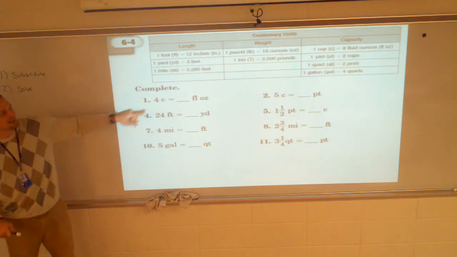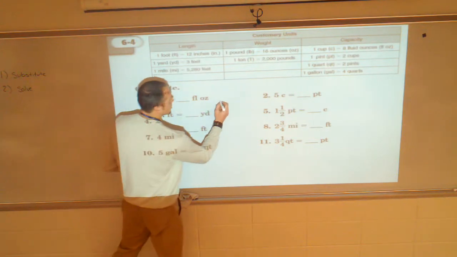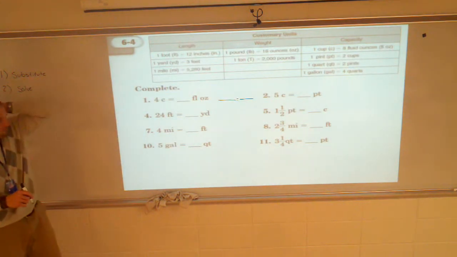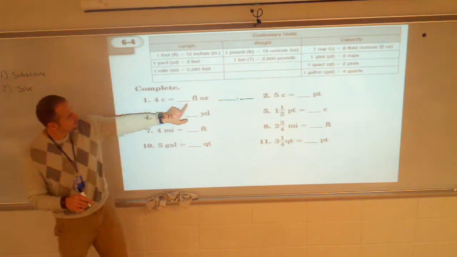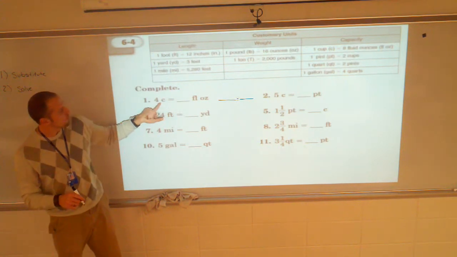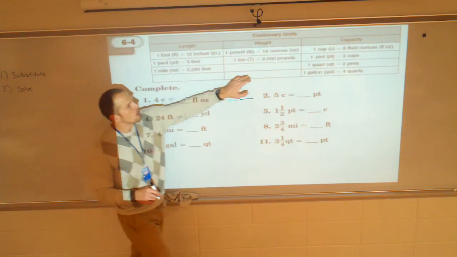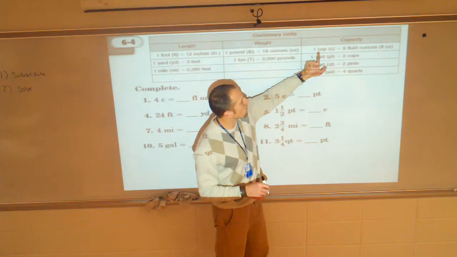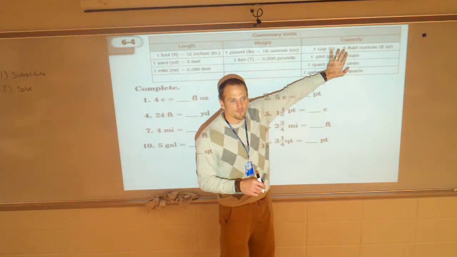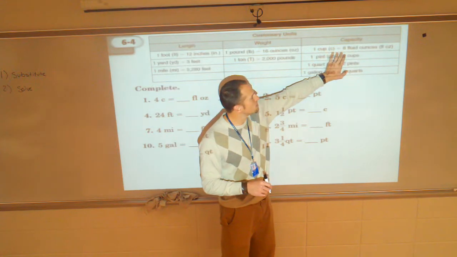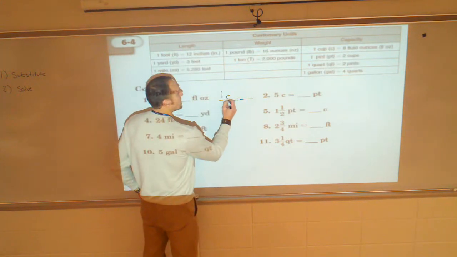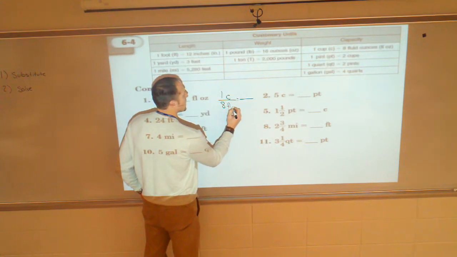Anytime we're doing a conversion, we're going to set up a proportion. So, I'm just going to start by doing this. Now, I need to convert from cups to fluid ounces. So I'm going to look up in my conversion chart for cups and fluid ounces. Over here I see that 1 cup is equal to 8 fluid ounces. This right here is my first ratio. 1 cup, 8 fluid ounces.